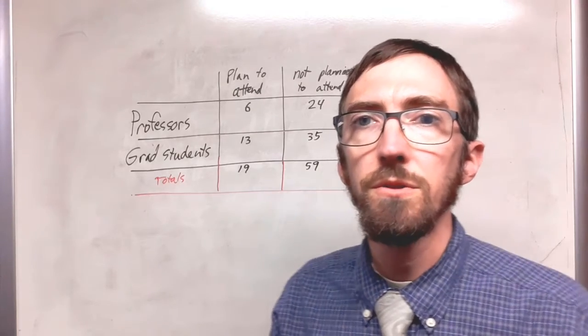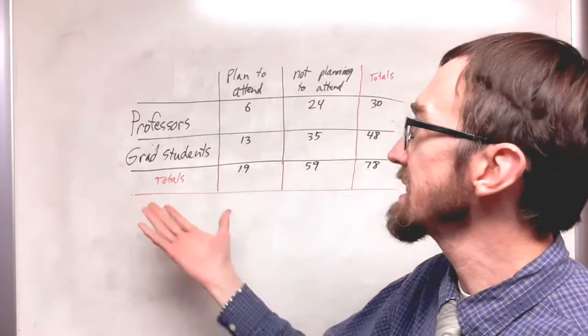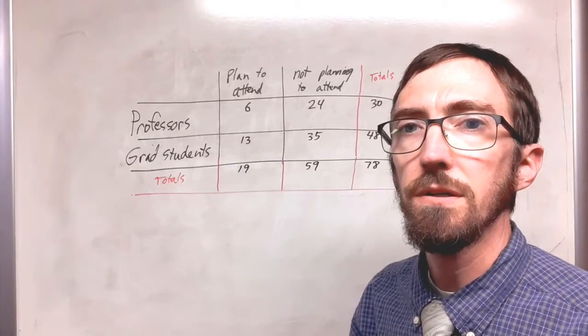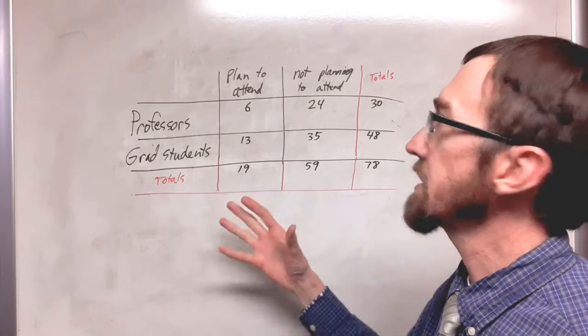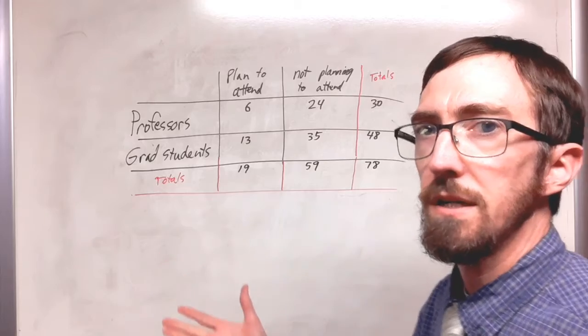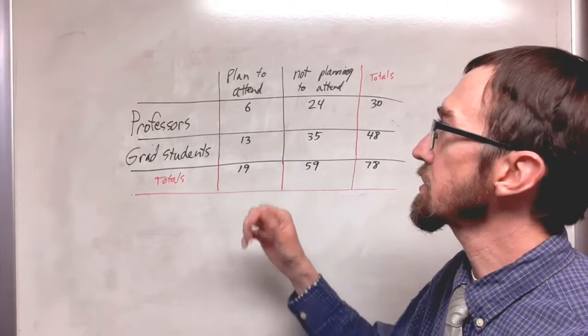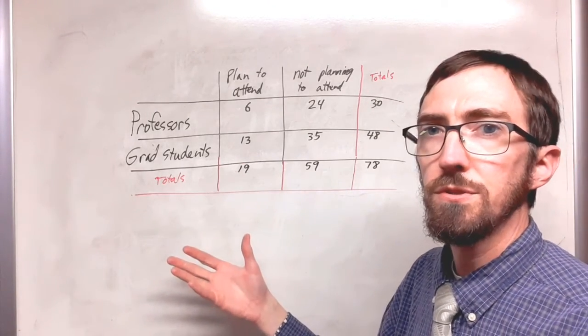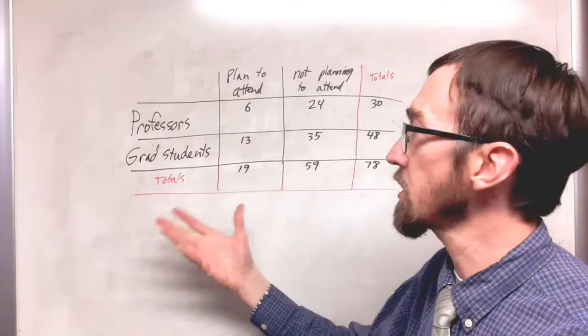Greetings. We are going to look at two-way frequency tables. I have an example here. This one is with the scenario that a math department has taken a survey and they're trying to determine who is going to attend a Colloquium.